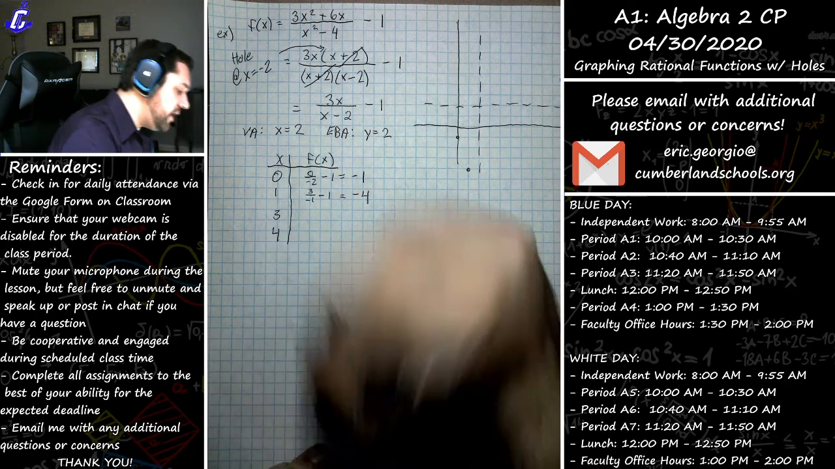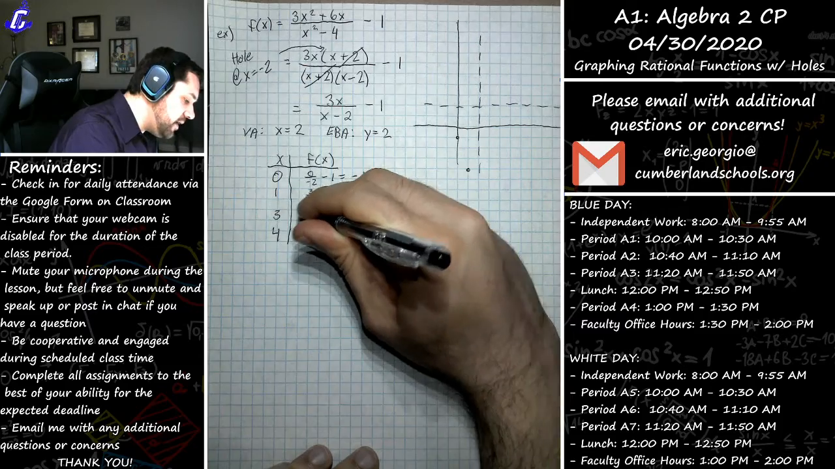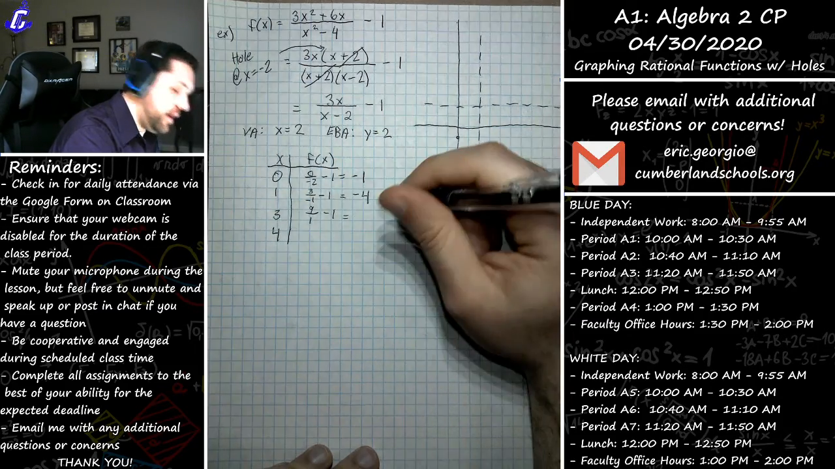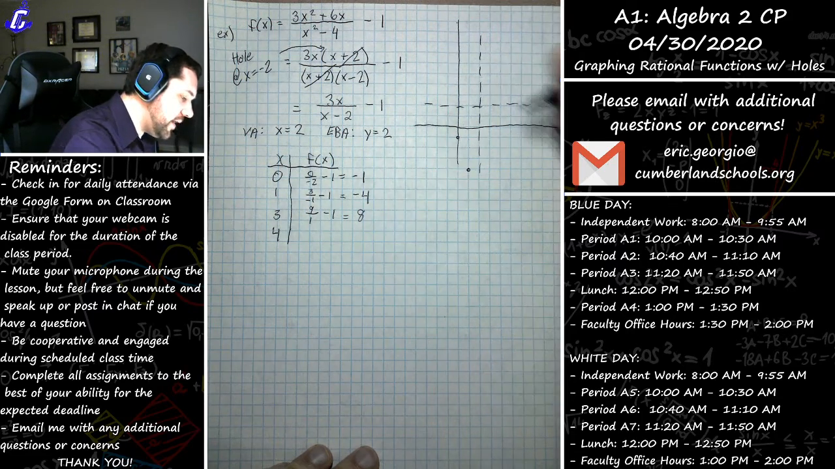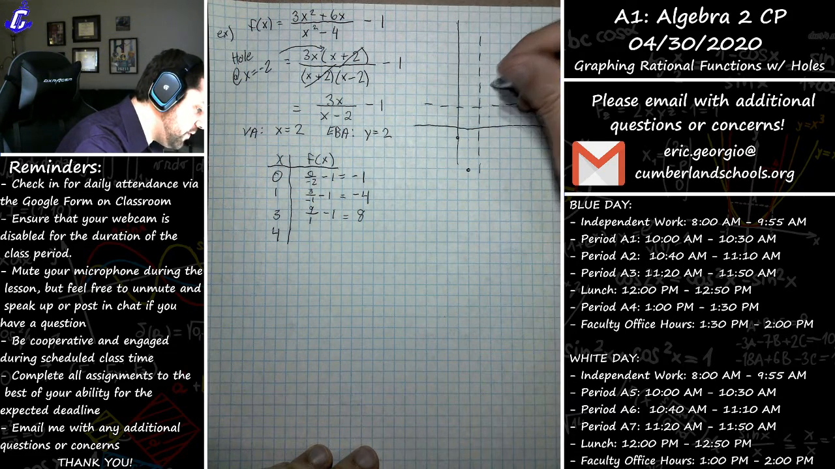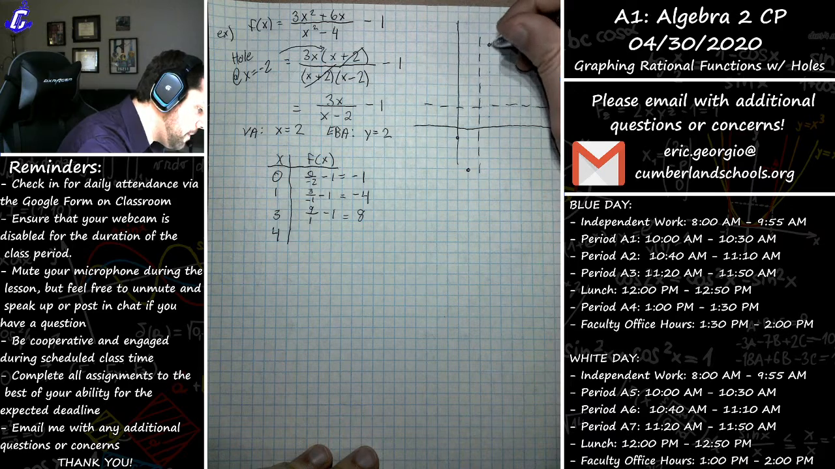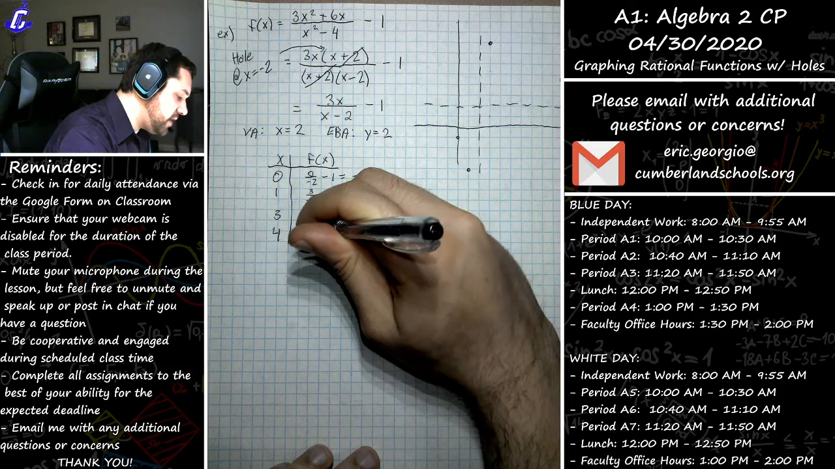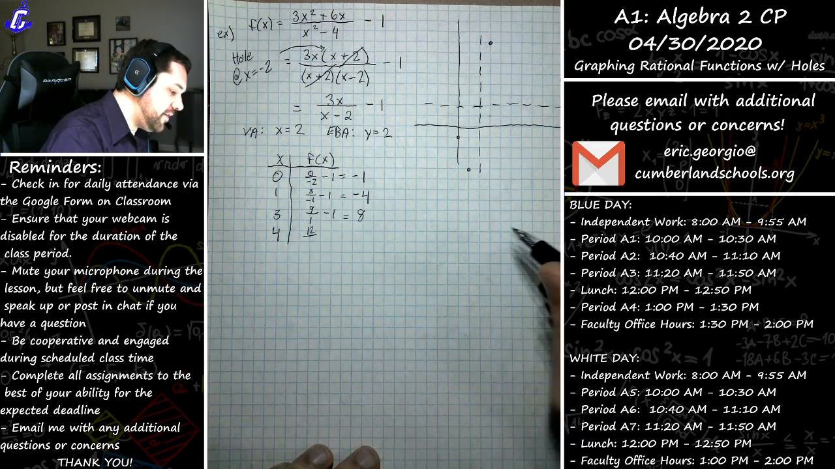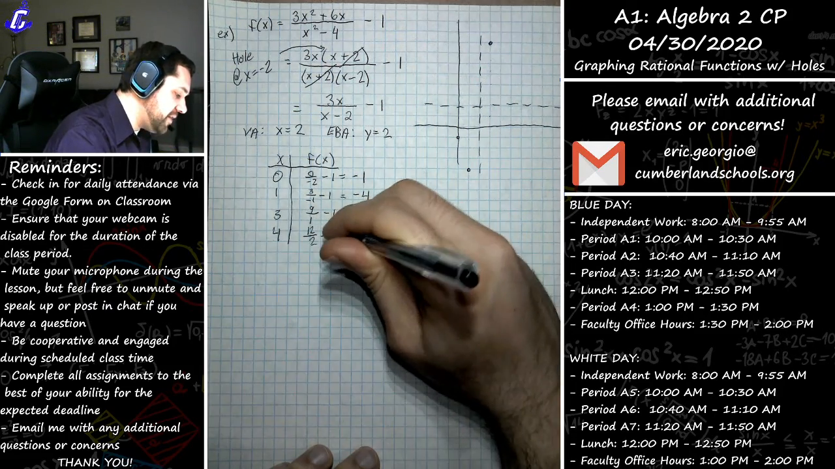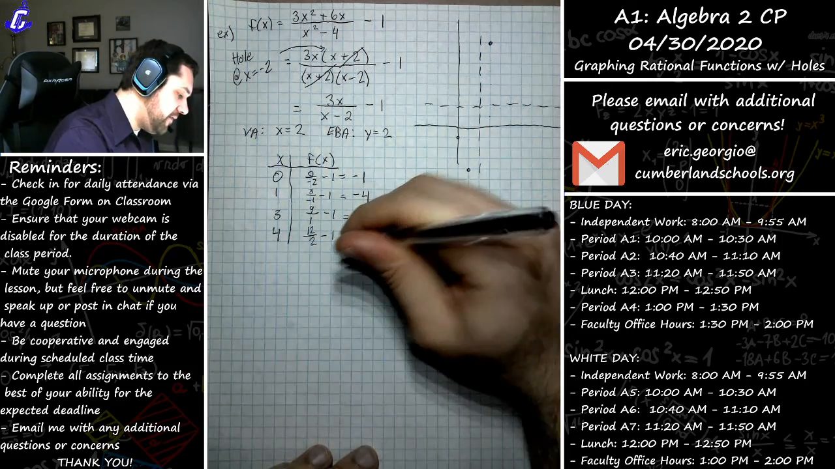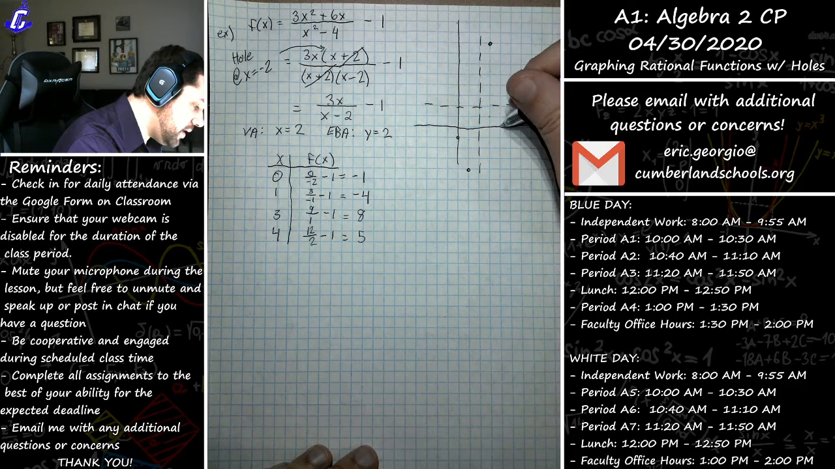3 goes in now. In the numerator, 3 times 3 is 9. In the denominator, 3 minus 2 is 1, and then minus 1. 9 divided by 1 is 9, minus 1 is 8. So I got 3, comma, 8. That's 1, 2, 3, 4, 5, 6, 7, 8, way up there. Okay, and last but not least, 4 goes in. In the numerator, 3 times 4 is 12. In the denominator, 4 minus 2 is 2, and then minus an additional 1. 12 divided by 2 is 6, minus 1 is 5. So I got my last point at 4, comma, 5.